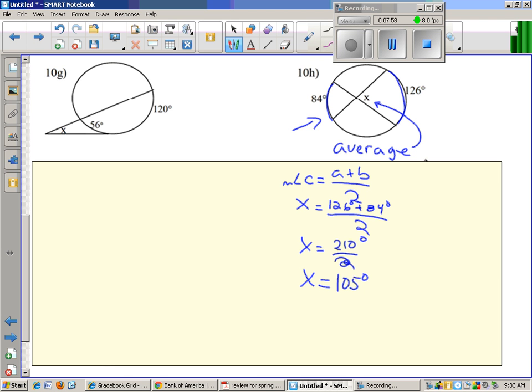105 degrees, which is halfway between 84 and 126, or the average of the two. Okay, if we come back over here, though, to 10G, it's the same thing. But we got one problem.